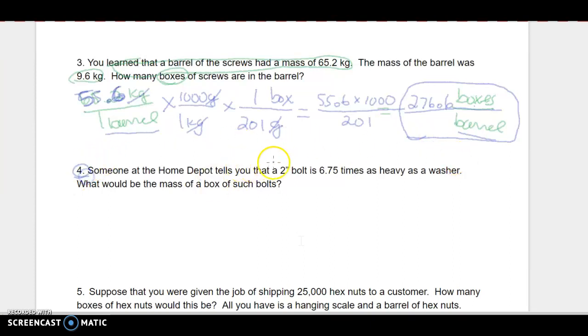Okay, number 4, when you do it, notice that this one's a little bit different. This one has another little bit different thing, that a 2-inch bolt is 6.7 times as heavy as a washer. Okay, so this is going to involve multiplying, so keep an eye on this one, all right? Okay, and then number 5, if you can kind of see it down there, can I scoot this up a little? No, I cannot, never mind, okay? Suppose you were given the job of shipping 25,000 hex nuts to a customer. How many boxes of hex nuts would it be? Okay, so pay attention to what you're starting with, all right?